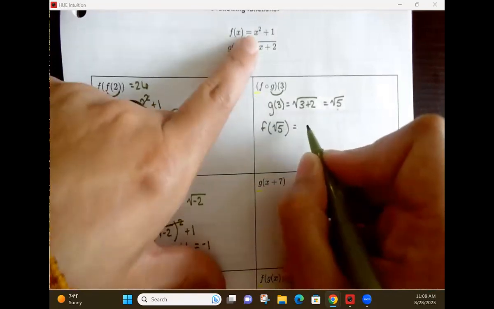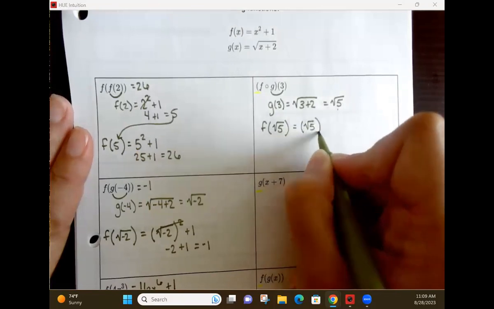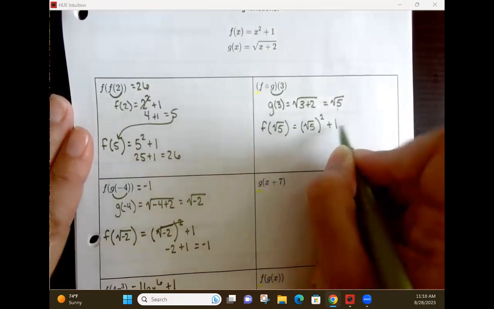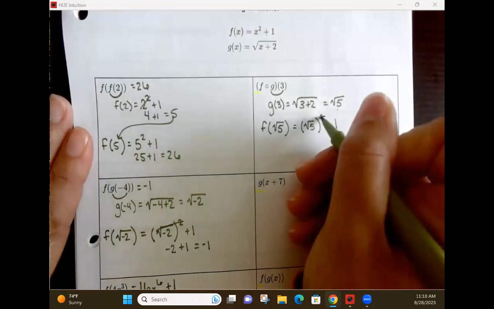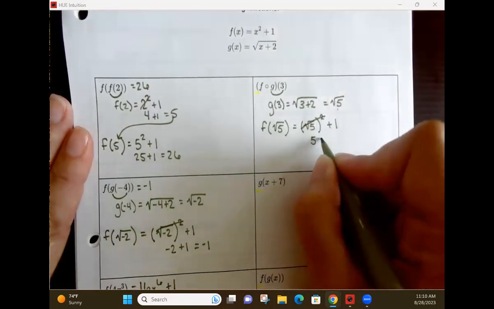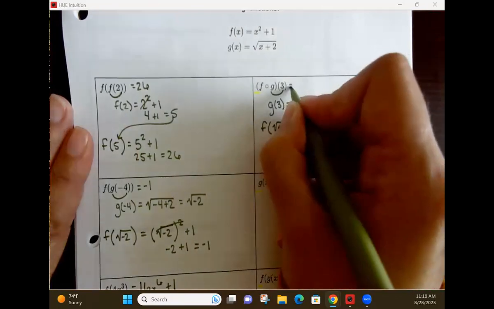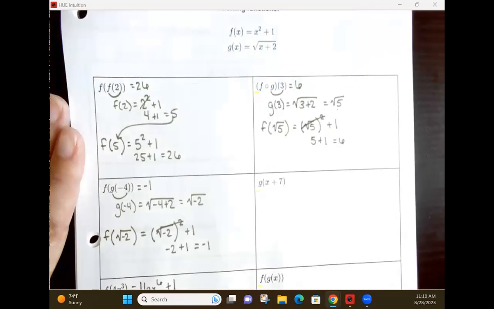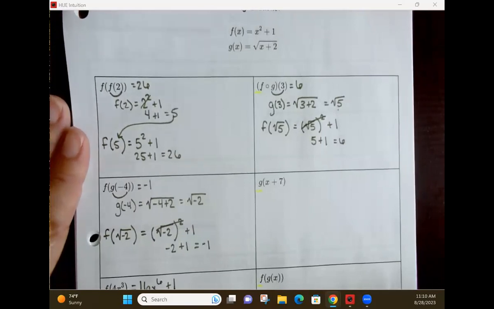So that would be, for our function f of x, the square root of 5 squared plus 1. And then what happens when I square this square root of 5? The square and the square root sort of undo each other. And we get 5 out of there plus 1, which is 6. So f of g of 3 is 6. A little tricky there with the square root. Hopefully not too bad.